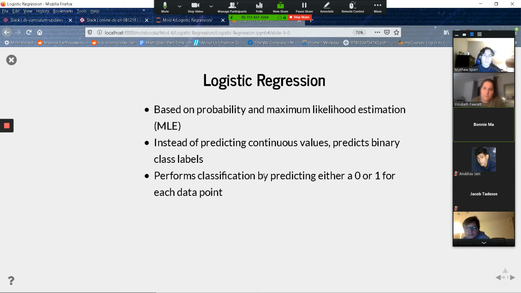So it basically gives the probability that your x value is a 0 or a 1. Instead of predicting continuous values, we're not predicting price or any kind of continuous number. We're just predicting a 0 or a 1, and this task is known as classification. Logistic regression is almost solely used for binary classification, so classifying between two different groups: yes or no, true or false.